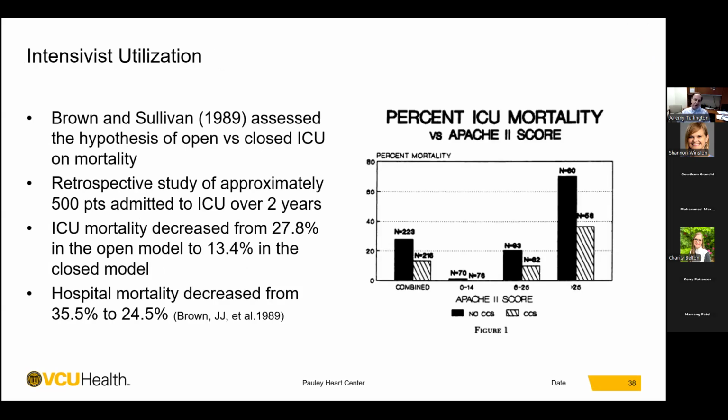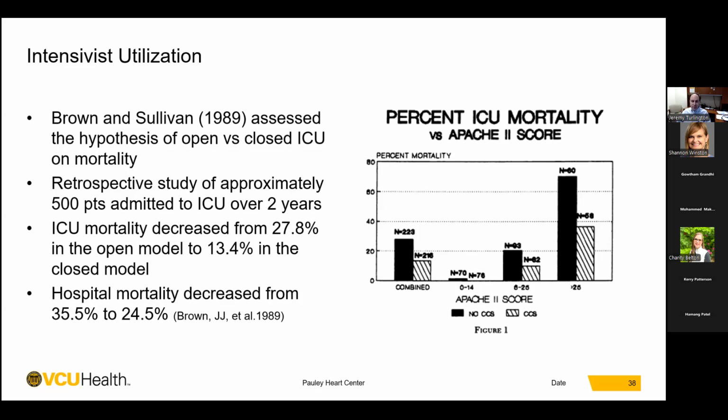So, sorry, we're going back a little bit, 1989. Brown and his colleague Sullivan looked at the hypothesis of open versus closed ICU. This was in Canada. What they did was look at patients who were admitted, about 220 in 1 year when the ICU was considered open, and then another 200 and some patients after they closed the ICU. What they found was the Apache score, looking at mortality, wasn't really different between the 2 years.